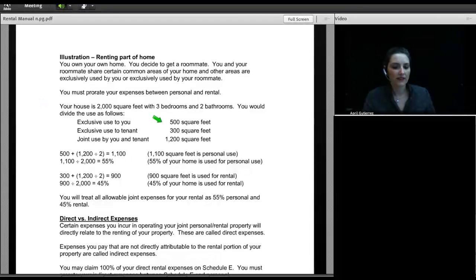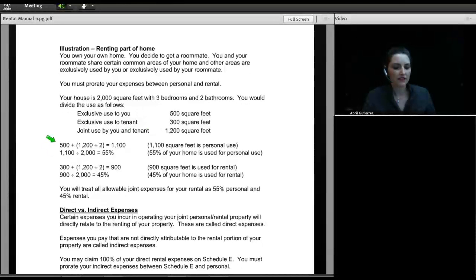Exclusive use to you, 500 feet. Exclusive use to your tenant, 300 feet. Joint use by both of you, 1,200 feet. So what does your use equal? Well, the 500 feet that is exclusive to you plus half of the shared area. And that gives you 1,100 square feet out of 2,000. So 1,100 square feet out of 2,000 is 55%. That means 55% of your home is used for personal purposes.